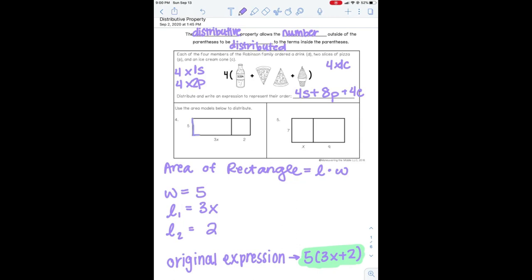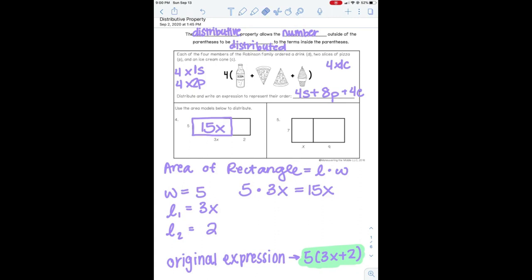So I'm going to go ahead and find the area of this first rectangle. So like we said, length times width. So 5 times 3x. And that is going to give me 15x. So I'm going to put 15x in that first box there.